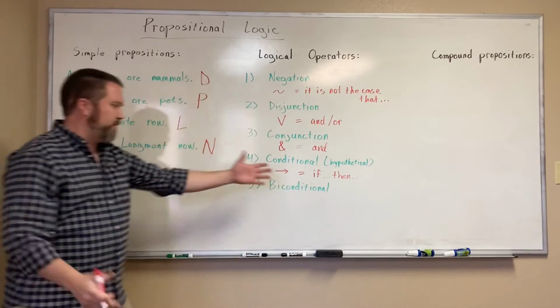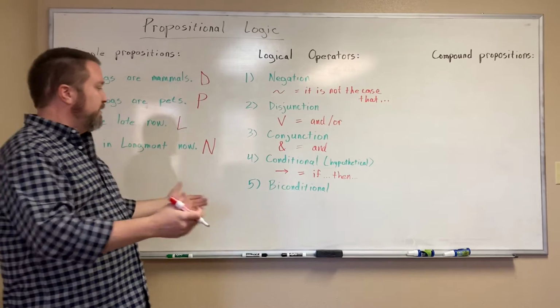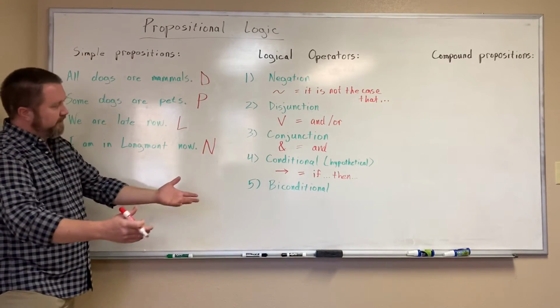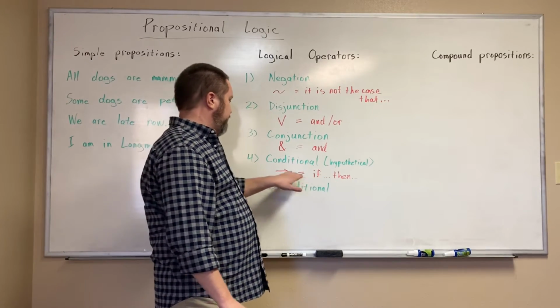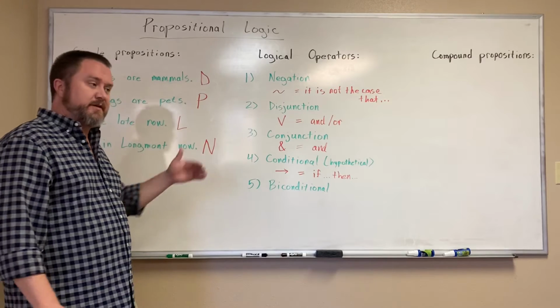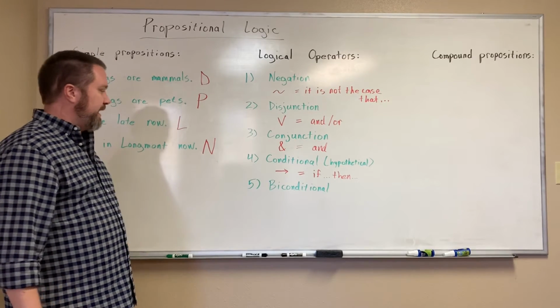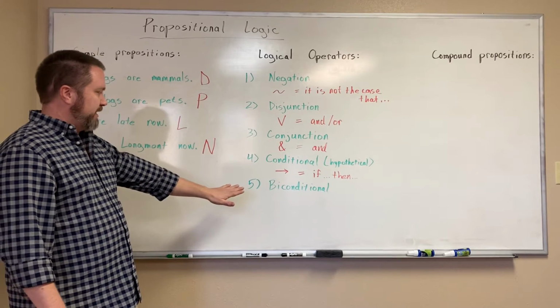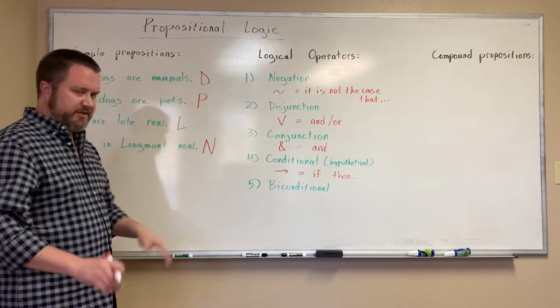So we all know if-then statements. If this occurs, then this occurs. If this has happened, then this has happened. So it's conditional, and the reason we call it conditional is the second part is conditional on the first part. We'll get into antecedent and consequent later on. But just know that the conditional, we're going to use the arrow, means essentially if then.